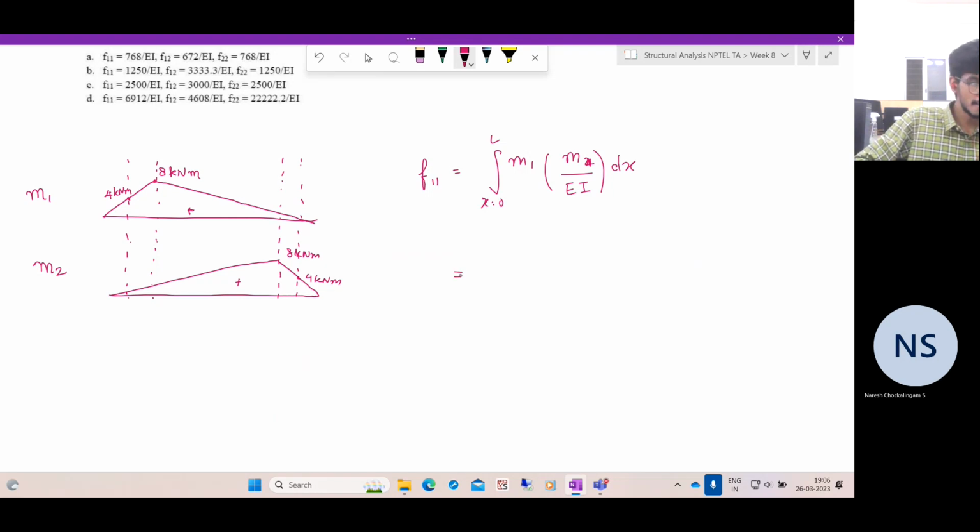So again, I can split this into two integrals. Two integrals from 0, this is one region, this is the other region. So I can take it as a sum of integrals, x1 going from 0 to 12. M1 is what? It is nothing but 2 by 3 x1. And M2 is what?